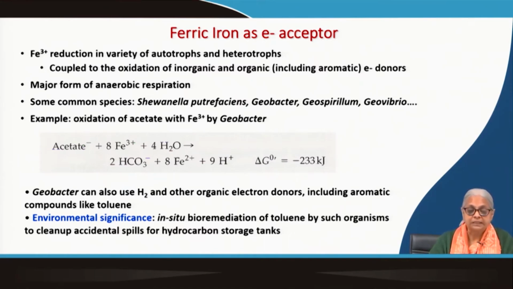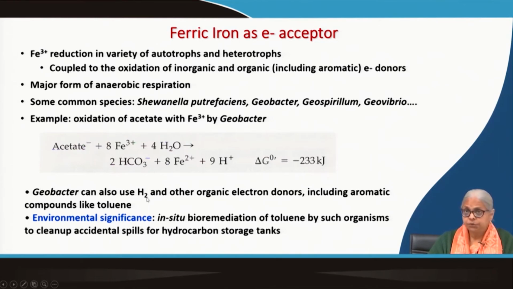It is one of the major forms of anaerobic respiration. Some of the common species are Shewanella putrefaciens, Geobacter, Geospirillum, Geovibrio, and this is one example of the oxidation of acetate in combination with the reduction of ferric iron by Geobacter. So acetate plus ferric iron plus water: acetate will be converted to bicarbonate, and ferric iron will be converted to ferrous iron. This is an energy yielding reaction. The delta G value is fairly high, which means the cell yield is also likely to be fairly high.